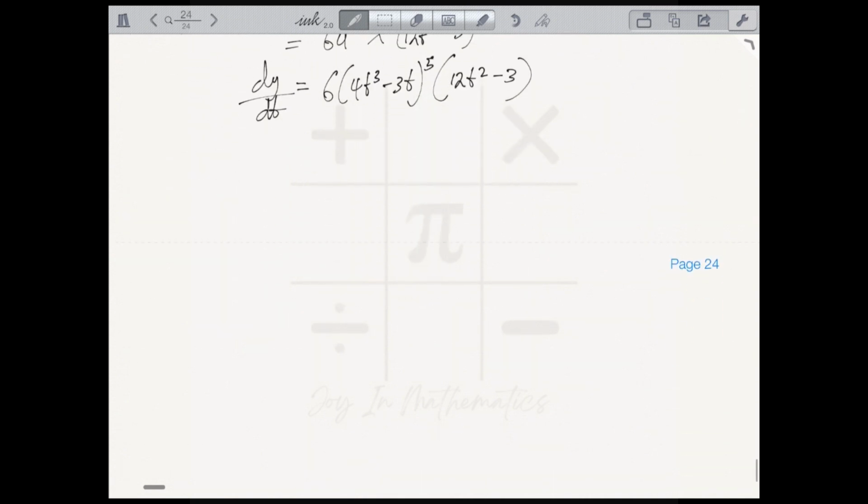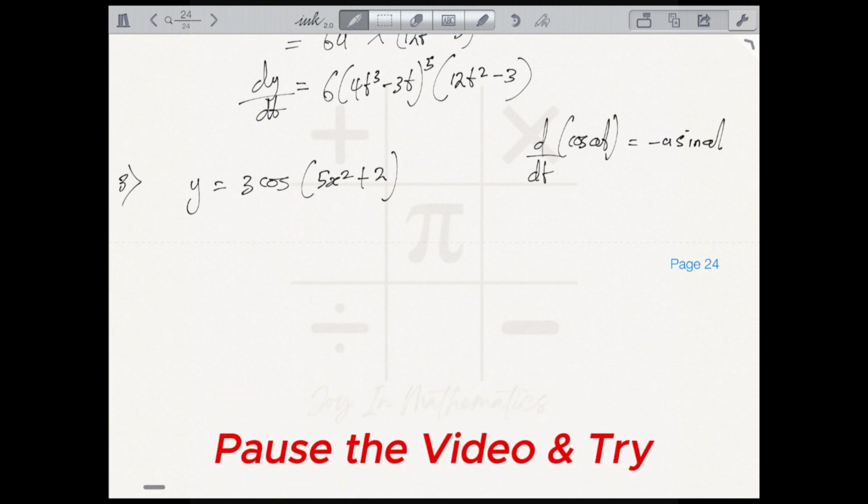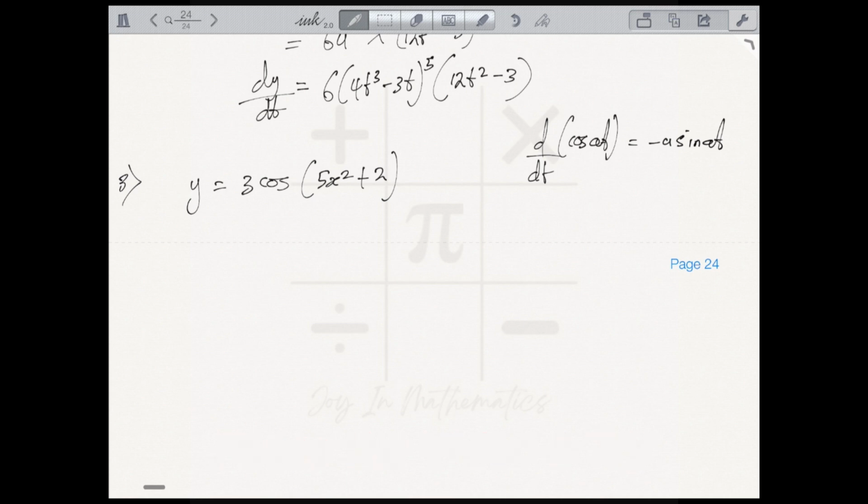Let's take one more example. Now this time we will try and do something in the trigonometric format. Let's say we are given y is equal to 3 cos(5x squared plus 2). Now remember that if we differentiate cos at with respect to t, we will have minus a sin at. Or rather, if we are doing respect to x, it will be cos ax, and our answer will be minus a sin ax. Now we can make our substitution of u. So u is equal to 5x squared plus 2. Then our y becomes 3 cos u.